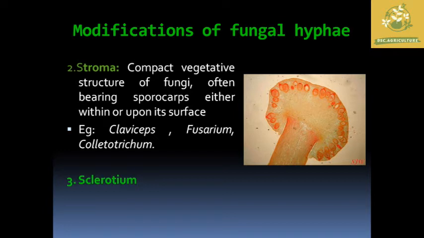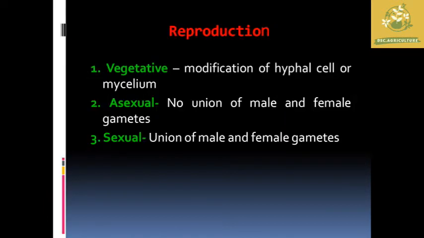It is a compact vegetative structure of fungi, often bearing sporocarps or spores on the stroma. Examples: Claviceps, Fusarium and Cultotrichum. And after that we are going to see sclerotia.